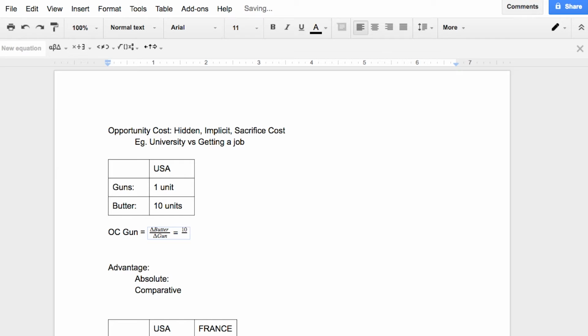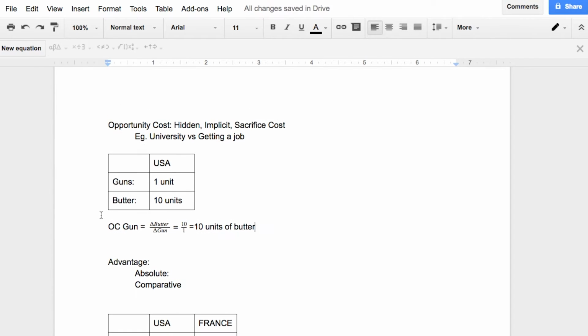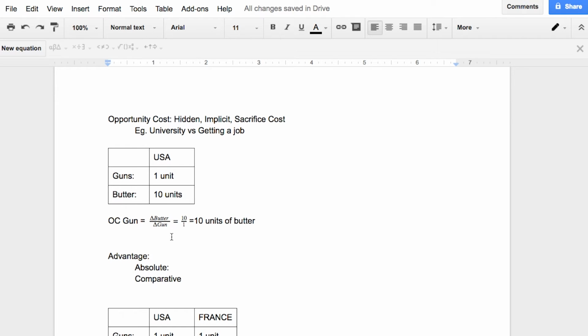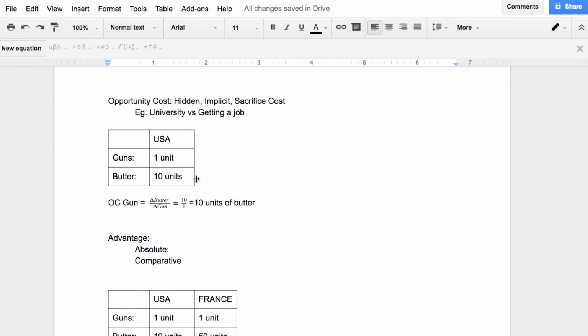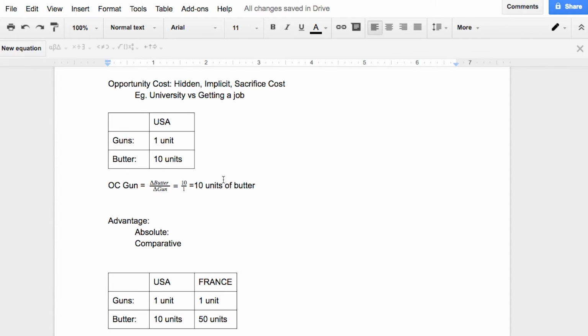So we have 10 in the numerator and 1 in the denominator, and it's pretty simple math. That's 10 units of butter. So we've calculated the opportunity cost of a gun, or how much the US has to give up to produce 1 gun, is 10 units of butter. So you can do this with any set of numbers, right? As long as it matches a table, perhaps, that you're given. And the numbers are obviously really easy here, but if you have weird numbers, you can actually calculate them out.